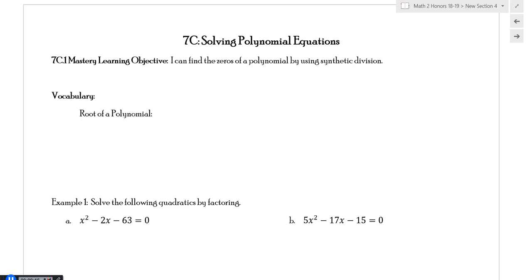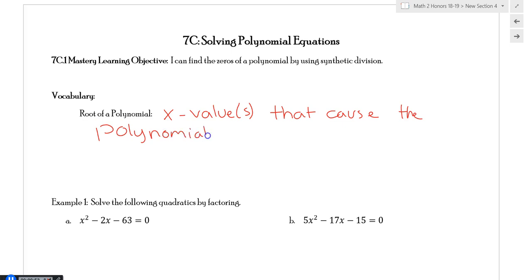So the first thing is what the root of a polynomial or the zero of a polynomial is. The zero of a polynomial, or the root of a polynomial, is the x value or values, right? You can have more than one. That cause the polynomial to equal 0. So if you plug a number in and you get 0 as the result, then that is a root of the polynomial.